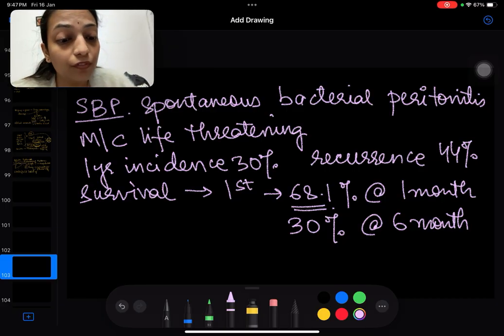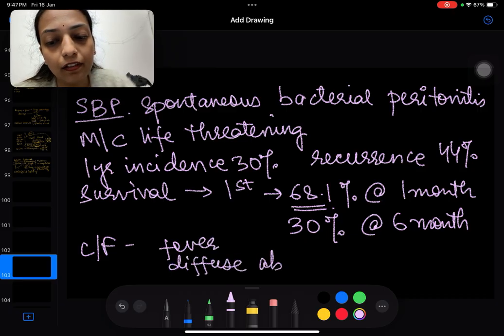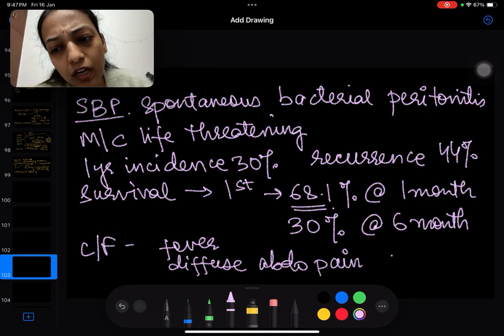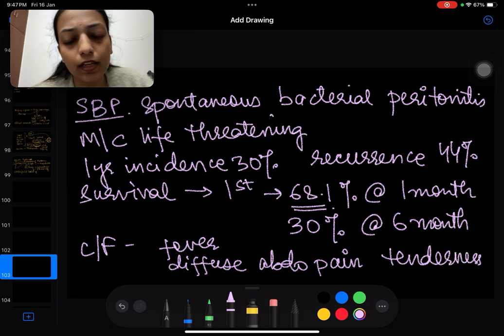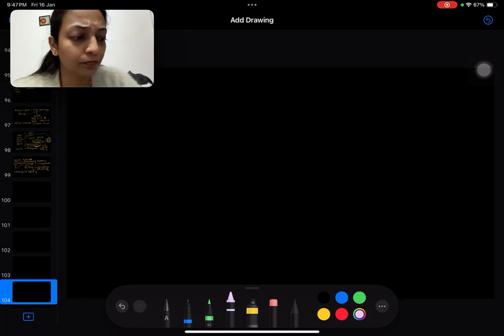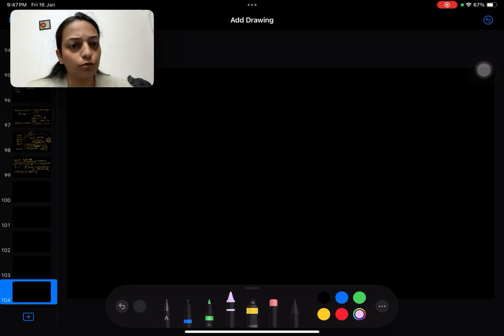What are the clinical features, signs and symptoms? It has fever, diffuse abdominal pain, and tenderness. So whenever a known patient with CLD comes with fever, abdomen pain, and tenderness, the first thing you should think about is SBP, right? Very difficult to manage. Any of these features can be absent also, or present also.